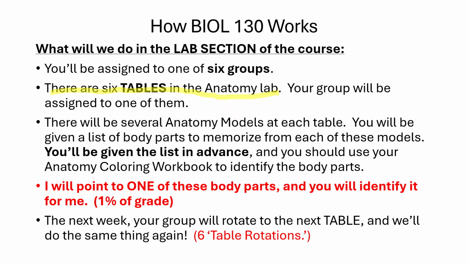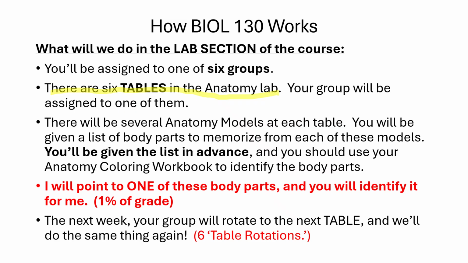So you have your coloring book. You will have a list of body parts every week that you're supposed to memorize. The body parts are all found in the models at your table for that week. Then I will come around during the lab and for each of you, I will point to one structure or body part on those models and ask you to tell me what it is. So you have to tell me the name of the body part. If you do that correctly, you get 1 point. So 1% of your mark every week comes from the lab where you identify a body part at a table. Then the next week, your group will rotate to the next table, and you have to memorize a new list of body parts and where they would be found.